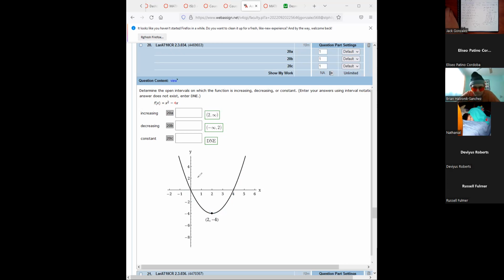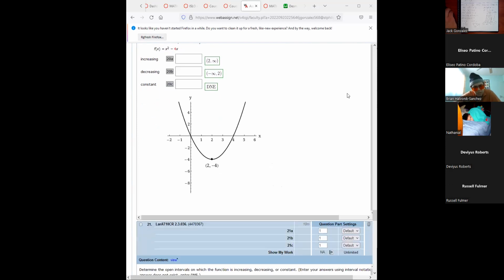Is there any question on these concepts? Do you see where we're increasing and decreasing by looking at this graph? Yes. Okay. Let me know.